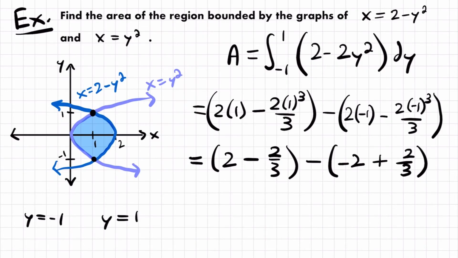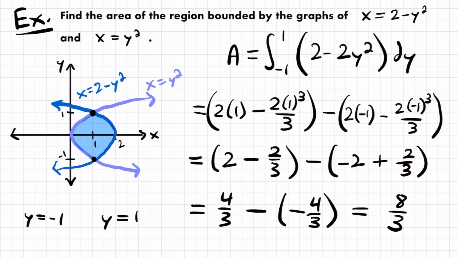Okay, and so then if we simplify again, 2 is the same as 6/3, and so 6/3 minus 2/3 is equal to 4/3, and then we will be subtracting -2 plus 2/3, and that will be equal to -4/3. And so then this negative and this negative will cancel out, so we'll have 4/3 plus 4/3, and that is equal to 8/3, and 8/3 is the area of this region between these two functions.